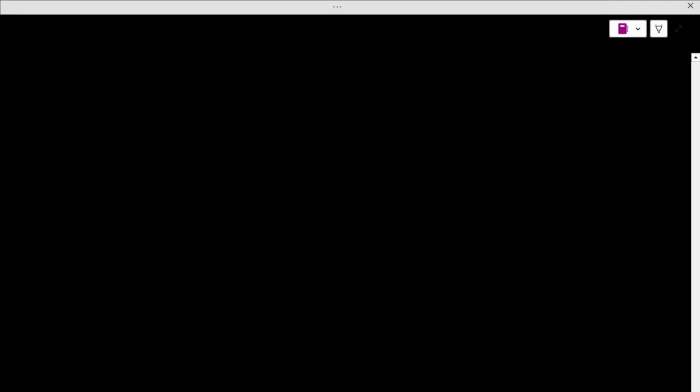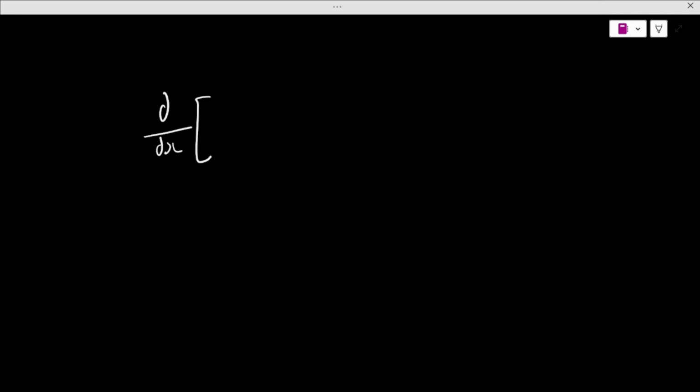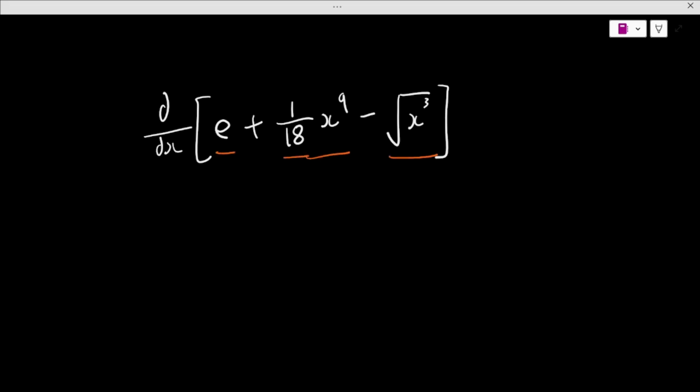Now, let's try one final problem. Let's differentiate with respect to x, e plus 1 over 18 x to the 9th power minus the square root of x cubed. Okay, first things first, we have 3 separate terms, as you can see right here, that are separated by plus and minus signs. So we can just simply differentiate each of these separately.